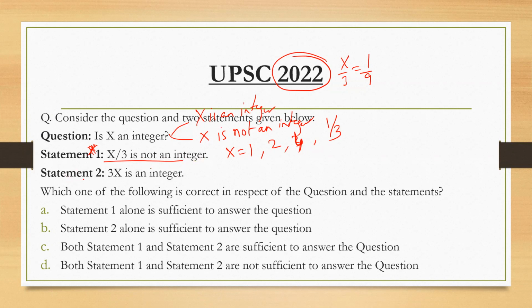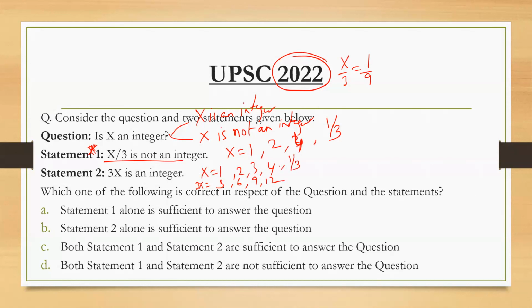What about statement 2? Statement 2 says 3x is an integer. Again I take x equal to 1, 2, 3, 4. In all of this, 3x will be 3, 6, 9, 12. So again, all integer values I am getting. But what if I take again the fraction form of it, 1 by 3?